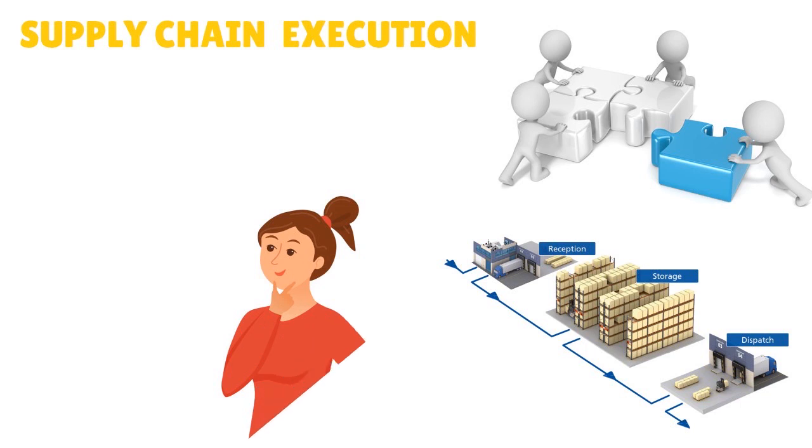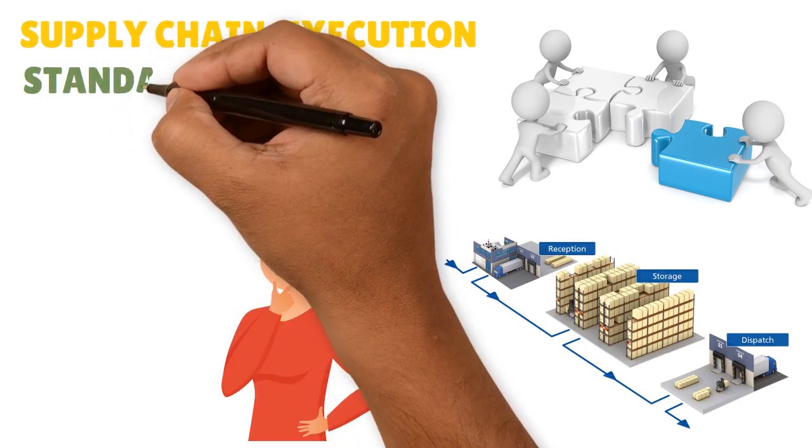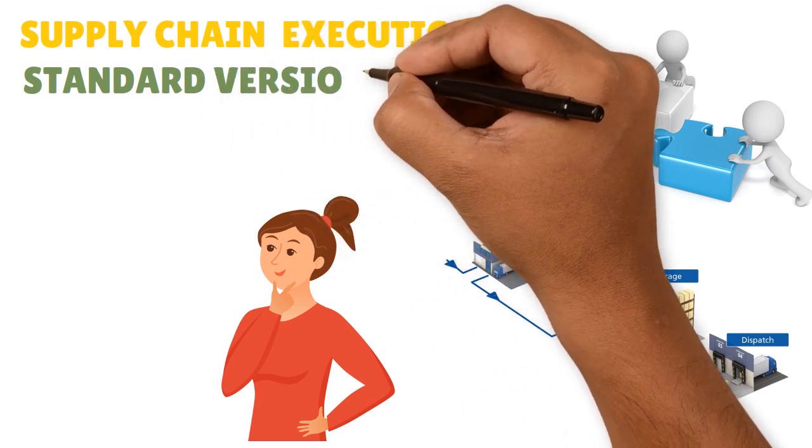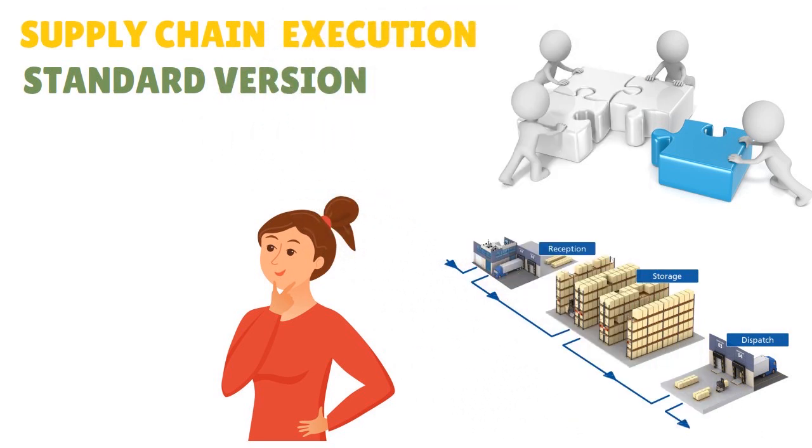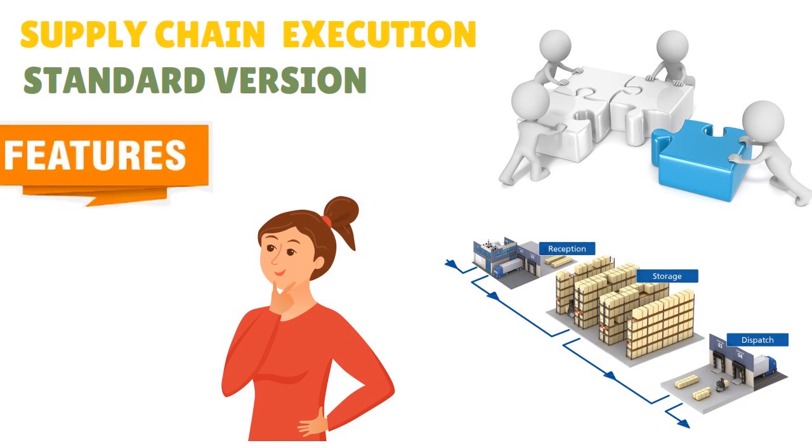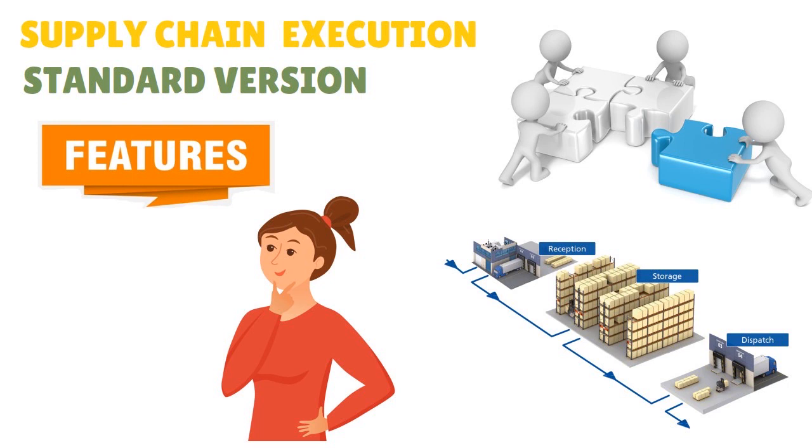So when you think about BlueYonder, there's actually two versions. You have the standard version. So what's included in the standard version, you have order management, you have inventory management, you have demand and supply planning. What about the premium version? This version includes all the standard features along with advanced replenishment and IoT enabled real-time monitoring.